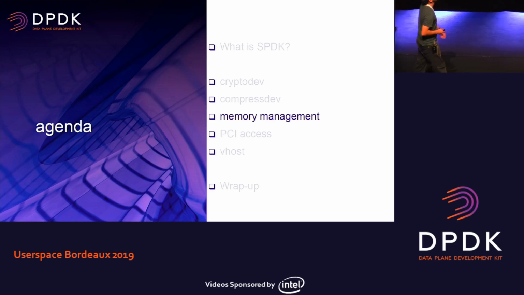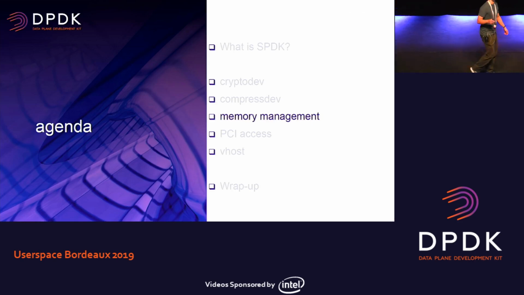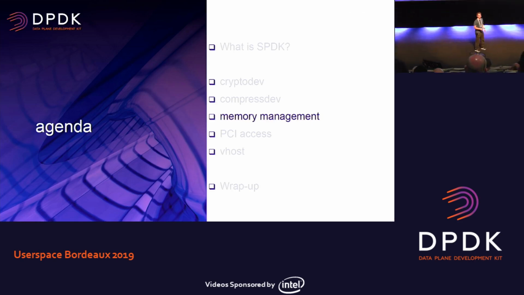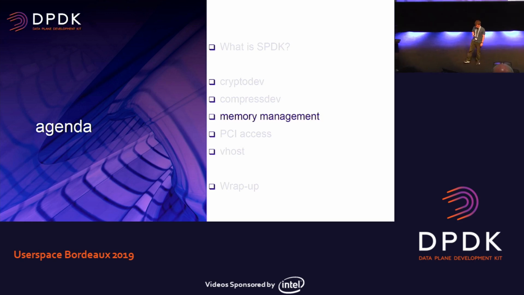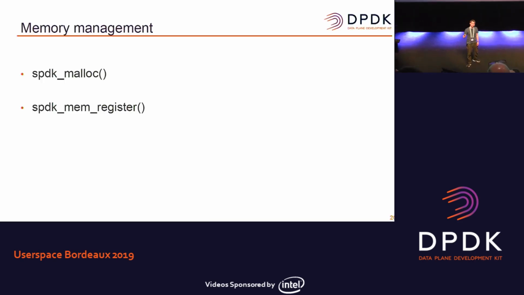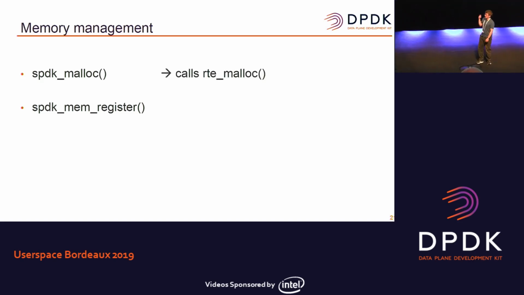Right. I think compression is a nice example of how DPDK integrates with a lot of foreign code base, the SPDK code base, to deliver a single isolated service. All right, memory management. I've already mentioned SPDK malloc. Internally, it just calls RTE malloc and returns a memory buffer that's ready for DMA. Then we've got the SPDK memory register function to make other memory DMAble, memory allocated through means other than SPDK malloc.